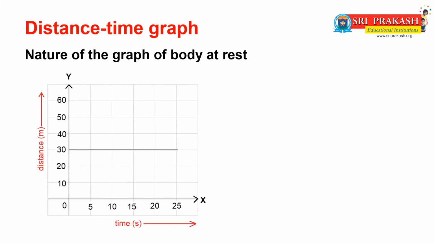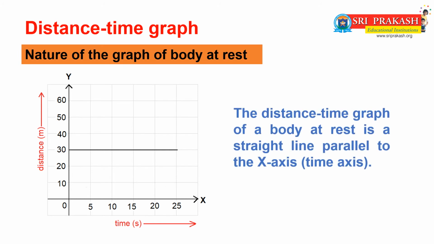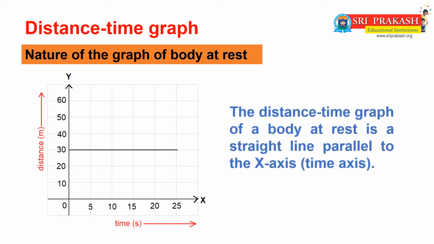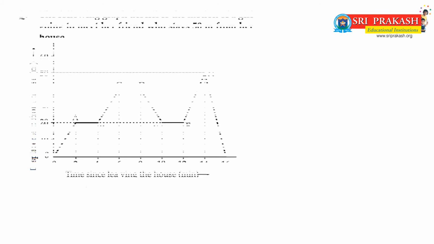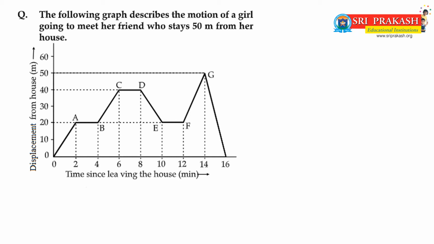Nature of the graph of a body at rest. The distance time graph of a body at rest is a straight line parallel to the x-axis, which is the time axis. Let us try to solve a sample question based on graphical representation of motion. This is a displacement time graph of motion of a girl going to meet her friend who stays 50 meters from her house. On y-axis, the displacement is plotted in meters, and on x-axis, the time is plotted in minutes.